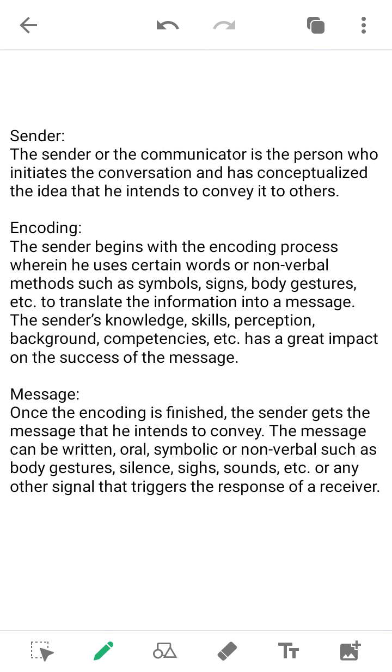And message, I said to you previously. Once the encoding is finished, the sender gets the message that he intends to convey. The message can be written, oral, symbolic, or non-verbal, such as body gesture, silence, signs, sounds, etc., or any other signal that triggers the response of a receiver.